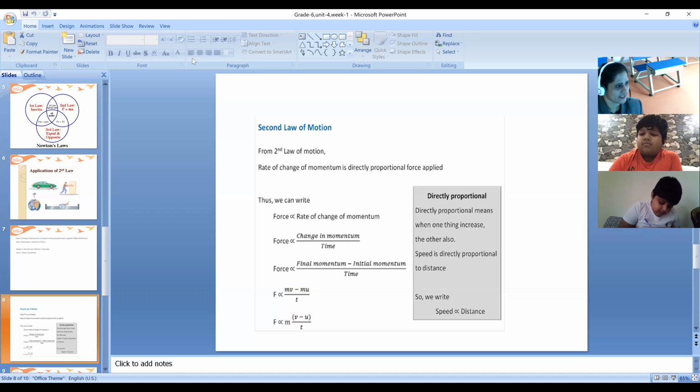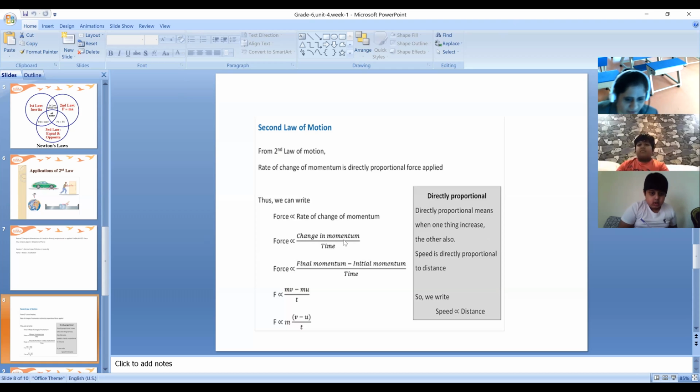So this law states that force is directly proportional to the rate of change of momentum. So what does this mean? Force is directly proportional to the rate of change of momentum. When we are moving a rock from one place to another, we measure the distance from where it was in the initial stage to where it has moved.